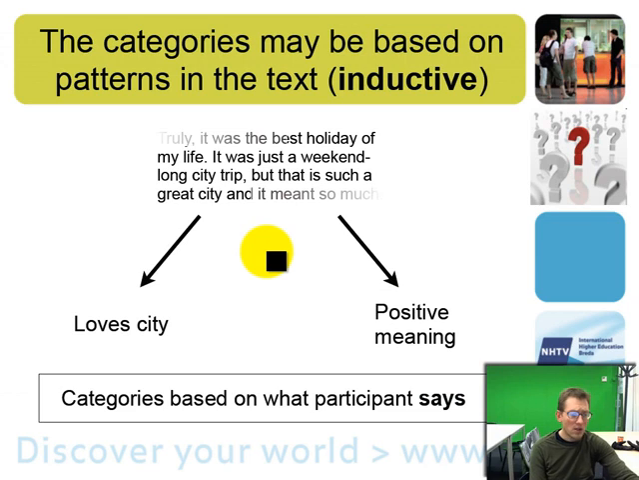The second approach is called inductive coding. Here, you as the researcher create the categories based on patterns that you see within the text. In effect, when you find ideas that seem to come up over and over again in the text, or words that seem particularly important, that people infuse with a lot of meaning, then you put them into a category. Like if someone says over and over again that they love a particular city, you might put all these bits of text into the category, loves this city. What's important for you to remember here is that any approach to coding text involves putting bits of text that you find interesting into certain categories.